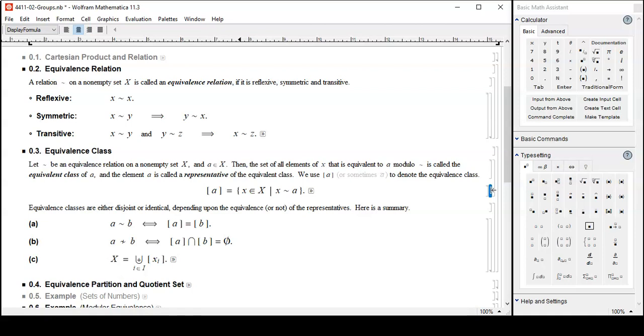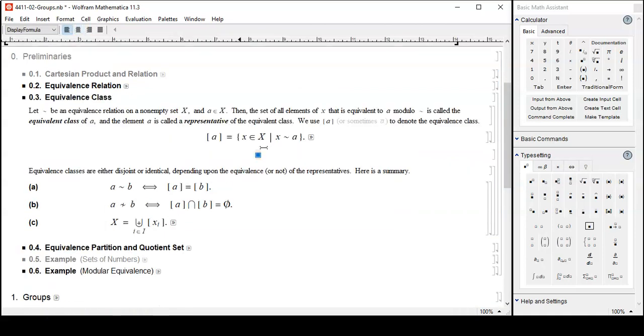Now, here are some properties of equivalence classes. First, observe this. And do you see why?